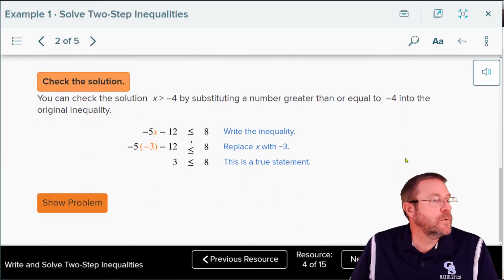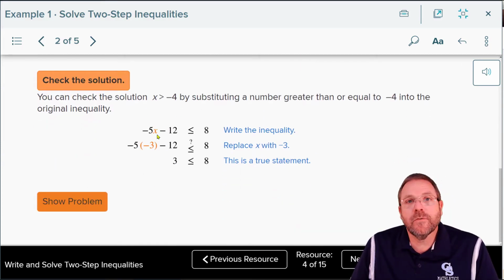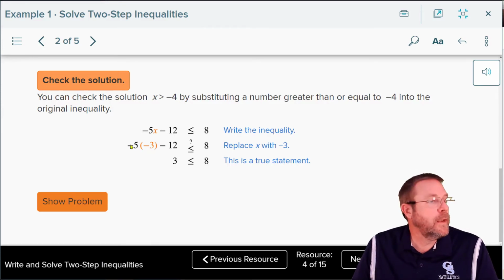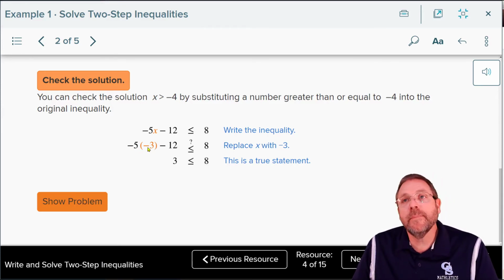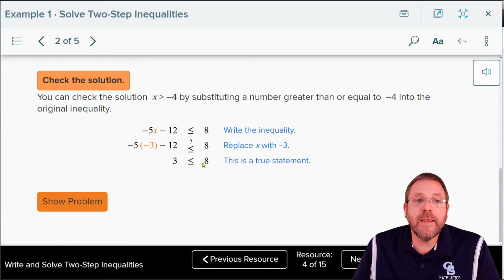checking it. So to check it, where they had the x right here, they're going to substitute in that negative 3. Negative 5 times negative 3, that's going to become a positive 15. Positive 15 minus 12, that's going to end up becoming a positive 3. Is positive 3 less than or equal to 8? It is, so that provides evidence that our answer is probably right.